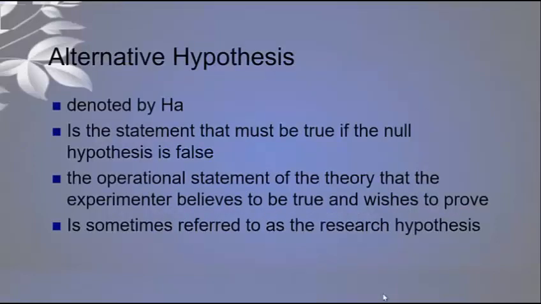Alternative hypothesis. This is denoted by Ha. This is the statement that must be true if the null hypothesis is false. The operational statement of the theory that the experimenter believes to be true and wishes to prove, and is sometimes referred to as the research hypothesis.